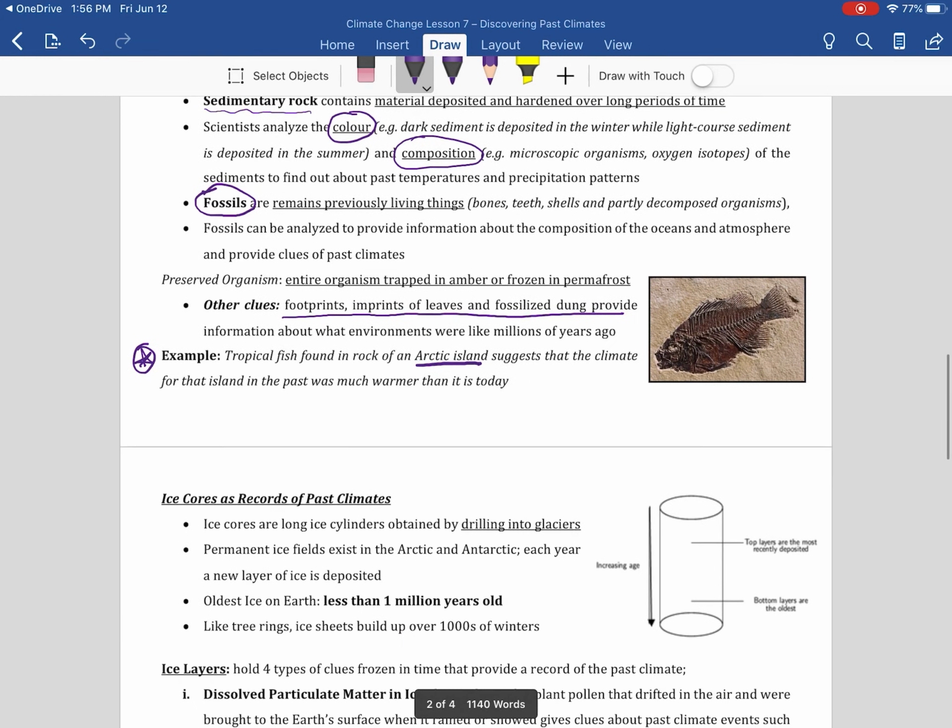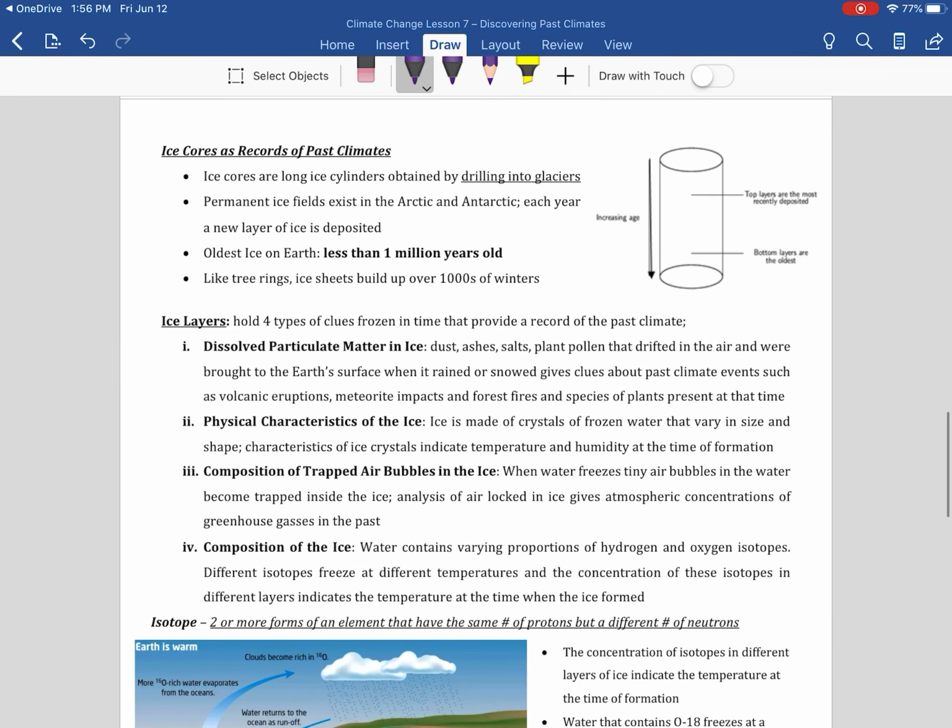Okay, moving on up. Ice cores. So think about it this way, where they're drilling and obtaining a cylinder of ice from a glacier. That's what they do. They drill into glaciers, and those glaciers are trapped deposits of water that may contain air bubbles or things like that, or even different types of oxygen. And we're going to talk about isotopes in just a minute.